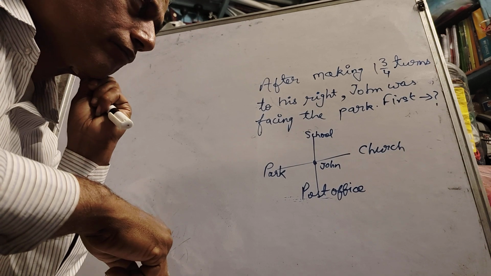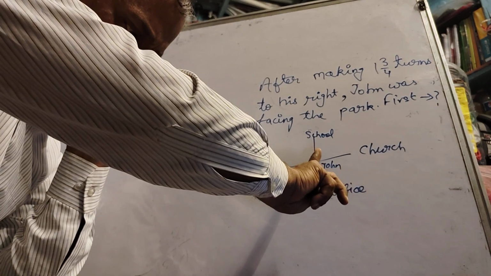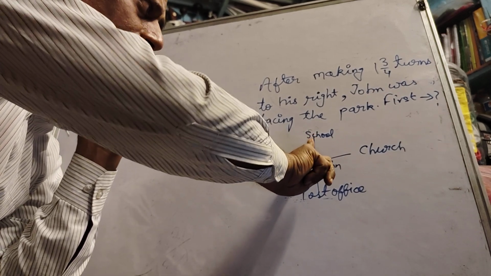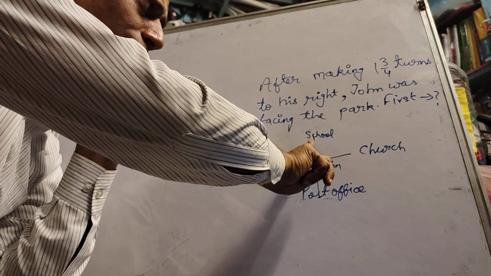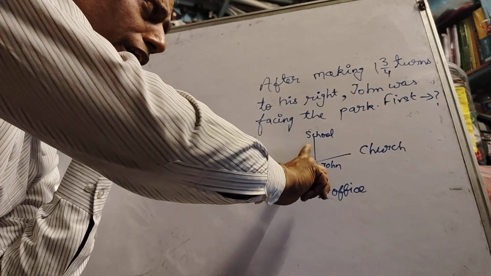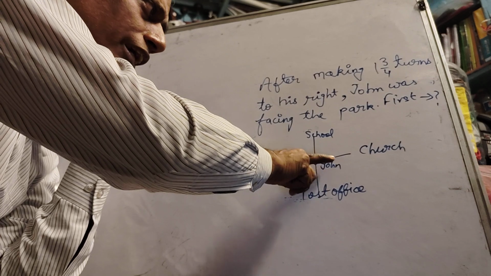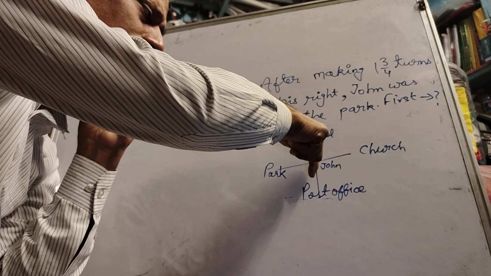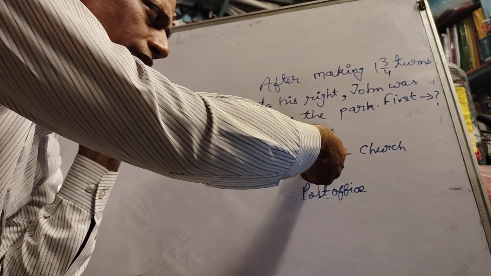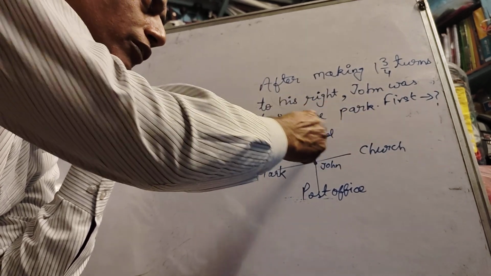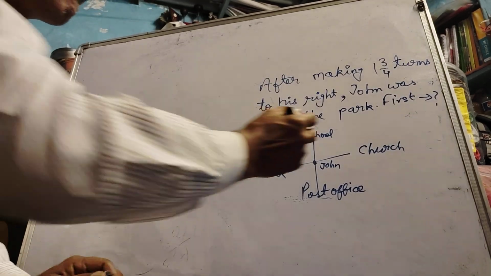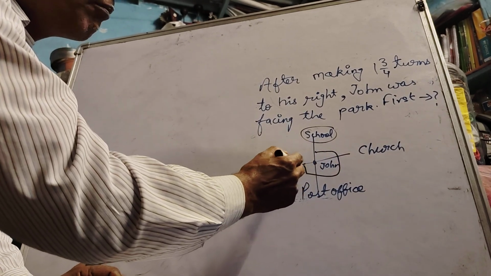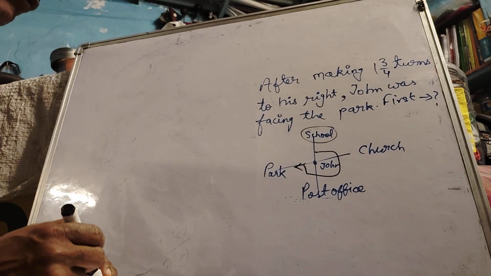So is school the right answer? Let's check the answer. John is facing the school and now 3 by 4 turns. One complete turn means facing school again, but 3 by 4 turns to the right means clockwise. So church is a 1 by 4 turn, post office is a 1 by 2 turn, and park is a 3 over 4 turn. So park is given, so the correct answer is school. Because after a 3 by 4 revolution from the school, he is facing the park.